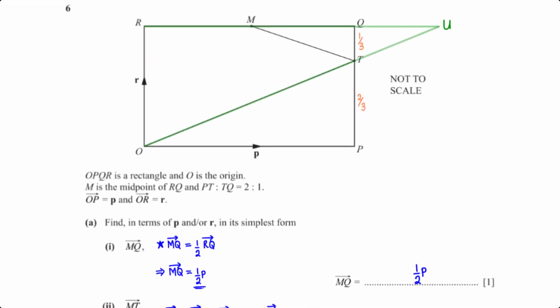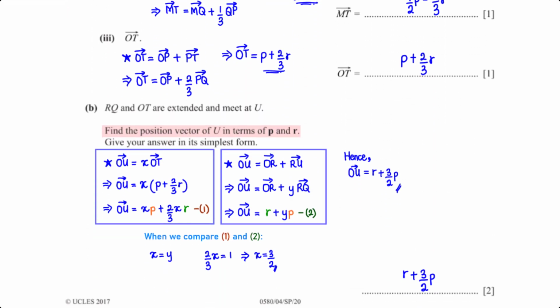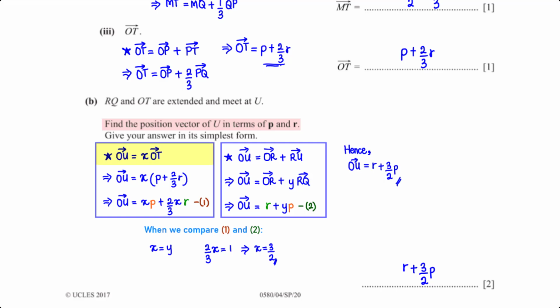First, let's pin the position of point U. We are told that RQ and OT are extended to meet at U. So when we extend both lines, their meeting point will be the point U. One of the ways we can express the vector OU is as a scalar multiple of the vector OT. If we call this scalar multiple x, then we have OU is equal to x times OT. We've already found OT in the previous question as P plus 2/3 R. So when we expand the brackets, we get xP plus 2/3 xR.